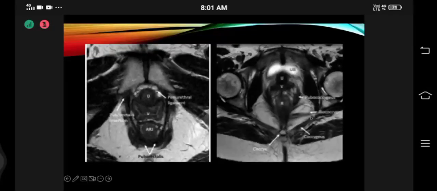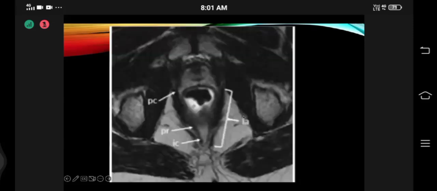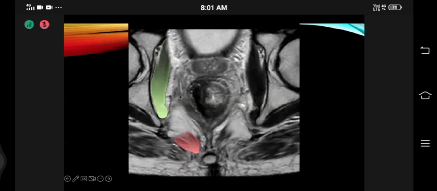So again, the same one: piriformis, coccyx. This is the coccygeus muscle, and this is the iliococcygeus. So this is pubococcygeus, puborectalis, and iliococcygeus, which form the levator ani muscle. So iliococcygeus, puborectalis, and pubococcygeus.